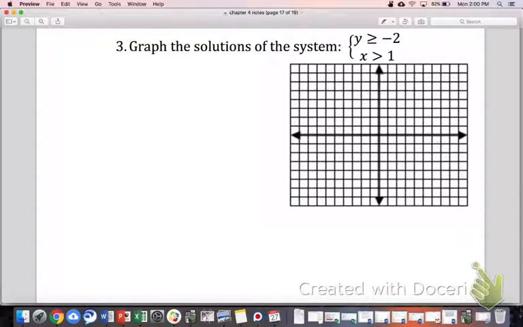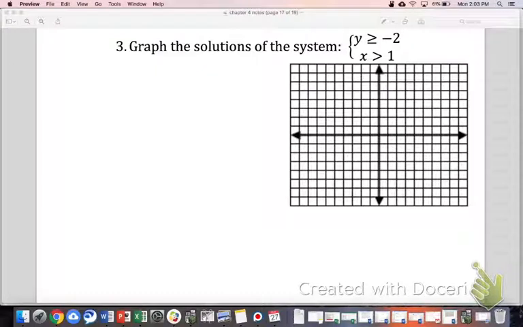So it says, graph the solutions to this system. Y is greater than or equal to -2. X is greater than 1. So the top line there is horizontal. Y is greater than or equal to -2. And I will represent that with a blue line. It is also solid. It's going to look something like that.